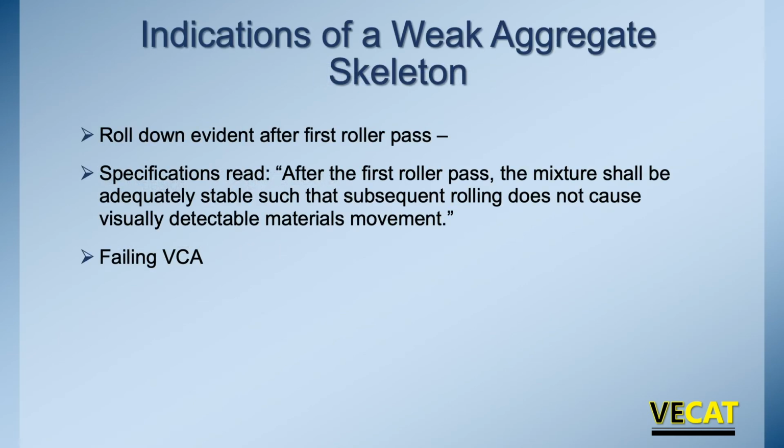Indications of a weak aggregate skeleton. If you're out on the roadway and you watch that roller make its first pass, you shouldn't see any indentations in the mat. It should look the same when the roller passes over it. If you do see an indentation in the mat after the roller hits it, you're probably in trouble. Failing VCA. You know, we talked about that several times. Failing VCA during the mix, during production, is certainly a weak aggregate skeleton.